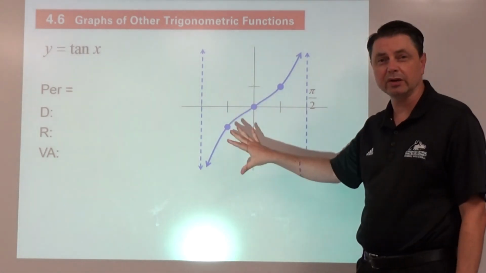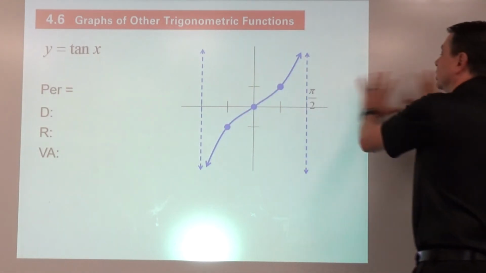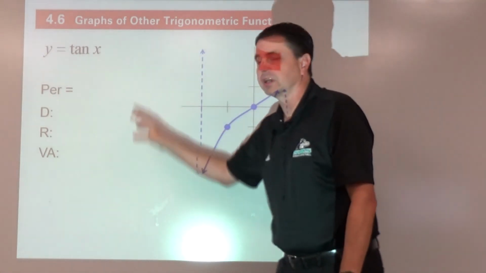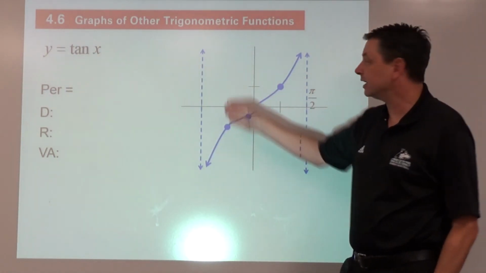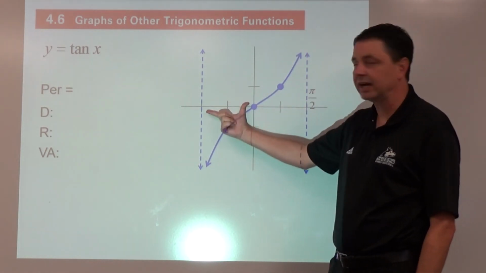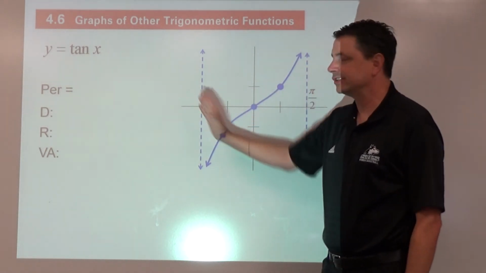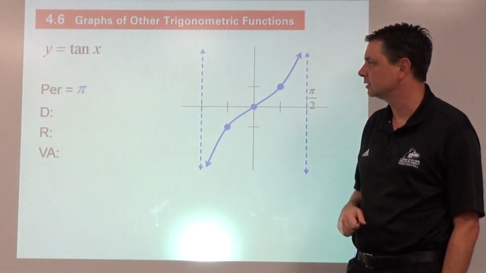This would be one period. We could extend, we could copy this, put another one here, put another one here, put another one over here, and we can keep going in both directions. The period is the distance between the asymptotes. This is pi over 2, that's pi over 2, added together is 1 pi. So that's a little bit different than sine and cosine.